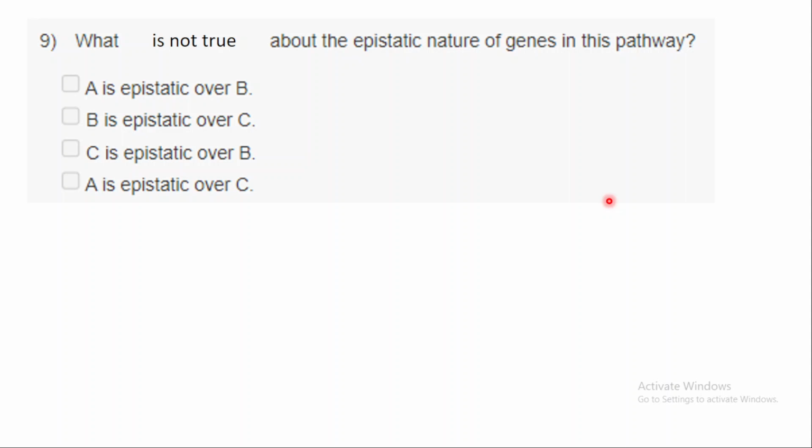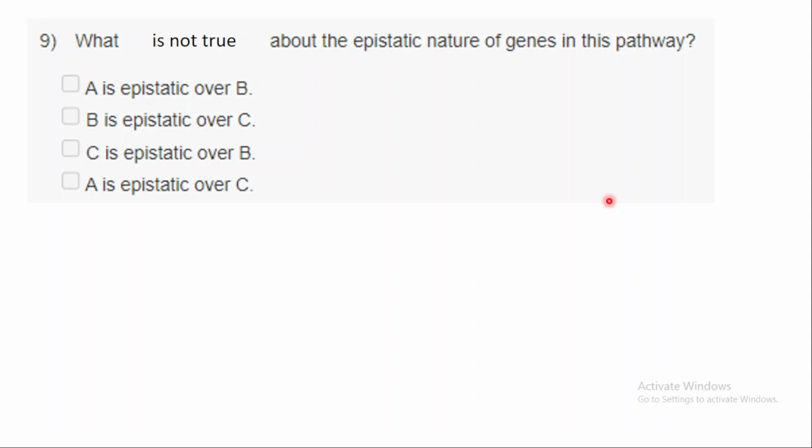What is not true about epistatic nature of genes in this pathway? Yes, Ajay has mentioned option three. Yeah, Ajay, it would be better if you post it in the comments. And other students, what do you think is not true about these statements? 4 and 3. Simhasanam. Okay.